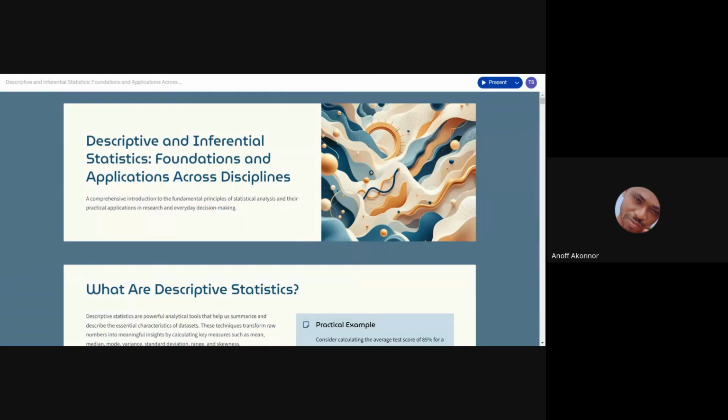Yes, please. Under descriptive statistics, we are simply saying that these are methods that we use to organize, summarize, and present data in a meaningful way using numbers, tables, and then graphs. For example, a teacher calculates the average score, the highest score, and then the lowest score of students in a class test. These are descriptive.